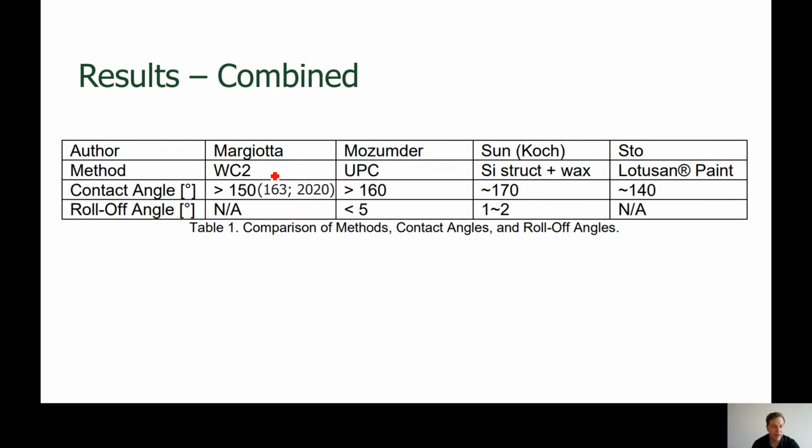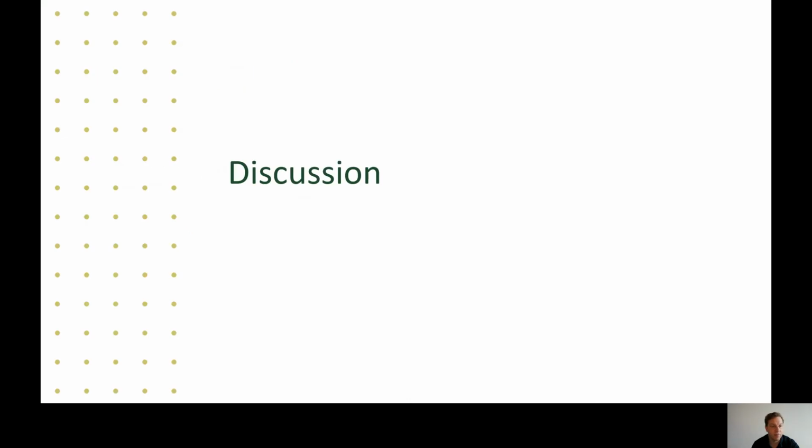Basically, these are the combined results. So from WC2, the research paper, it was approximately 150 degrees for the contact angle, but the patent in 2020, which is 10 years later, shows that the contact angle is, for the method I showed you earlier, about 163. That's quite good. UPC is 160. The best one is the silicon structure plus the wax at 170. And then finally, the paint is 140. But we can't just say, oh, this is the best implementation because of certain limitations, which are in the discussion phase.